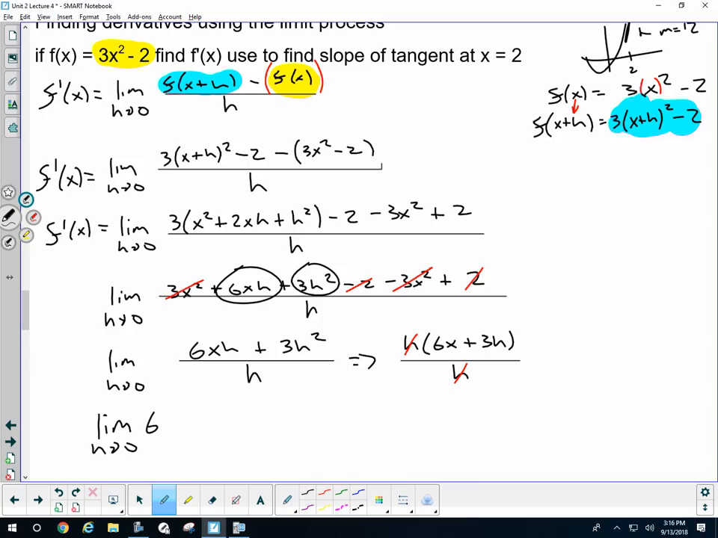What is the last step? Plug in 0 for h. Don't forget that. So my answer is 6x. What is that? That, my friends, is the equation for that graph that we already created, which we knew exists. It has a simple equation, 6x.